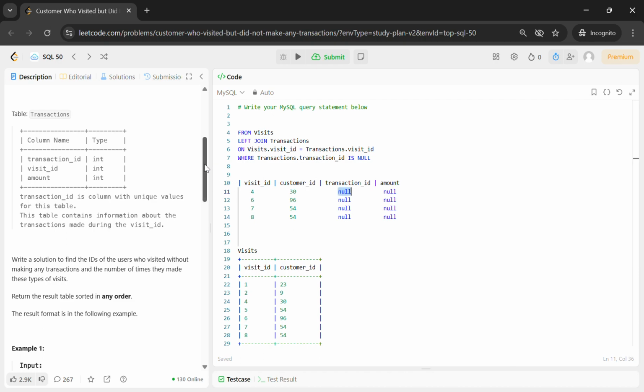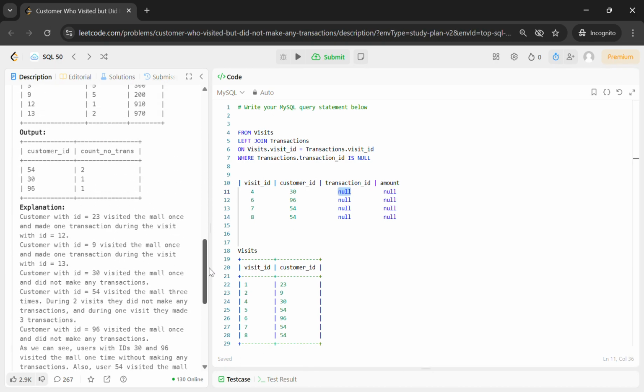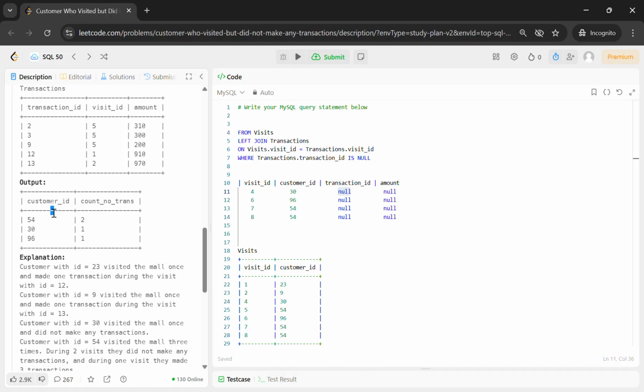Now let's try to see what we want in the result. I want the customer ID. Okay. Now I will write select customer ID. I want to print the customer ID. What else I want? I want the count of transaction. I want to know how many times that customer ID is there. This 30 is one time, 96 is one time, 54 is two times. This 54 went two times in the mall and didn't make any transaction. This customer 30 went one time in the mall, didn't make any transaction. So I want to count them.